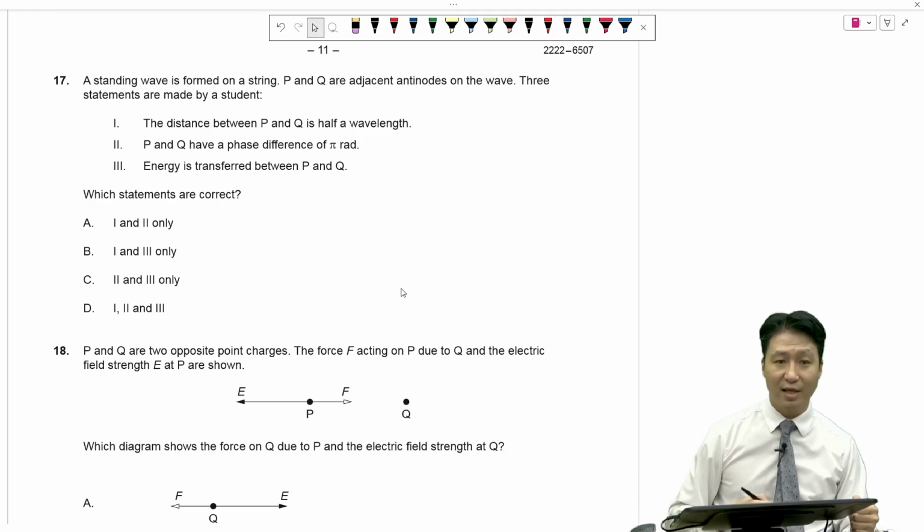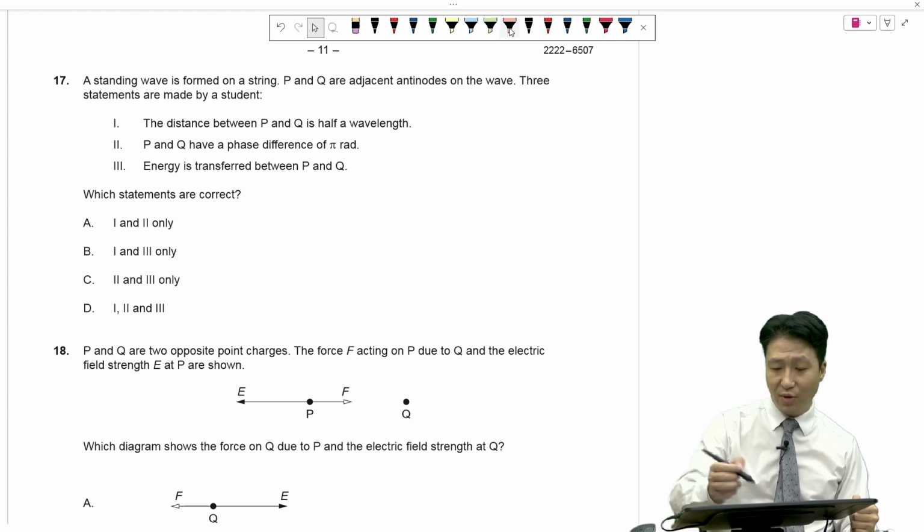Number 17, a standing wave is formed on a string. P and Q are adjacent antinodes on the wave. Three statements are made by a student. 1, the distance between P and Q is half a wavelength. Number 2, P and Q have a phase difference of pi radians. And number 3, energy is transferred between P and Q.